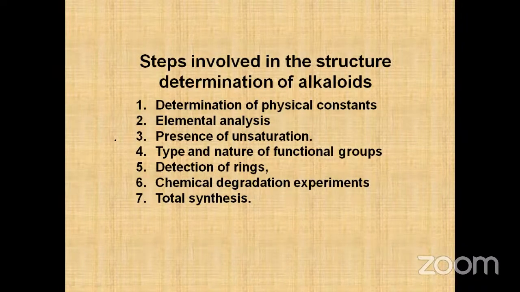And also we need to determine the type and size of the rings. What is the type of it? Is it a heterocyclic ring or a carbocyclic ring, or what is its size? Size means whether it is a 6-member ring or 5-member ring or 3-member ring. You need to determine. And also for identifying the positions of the side chains, heteroatoms and functional groups, we need to perform some chemical degradation experiments.